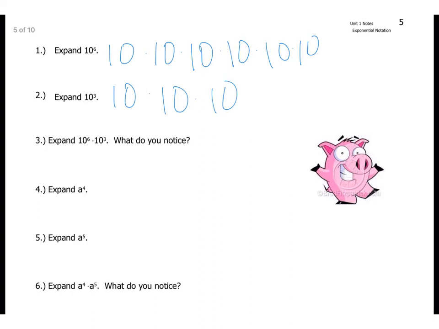All you're really doing is combining these. So when I combine them, how many 10s do I now have? I now have 9 10s.